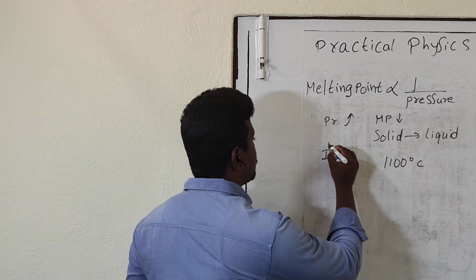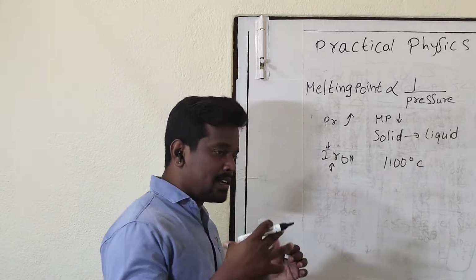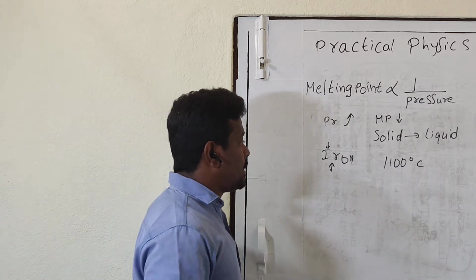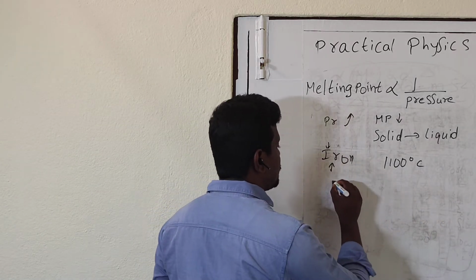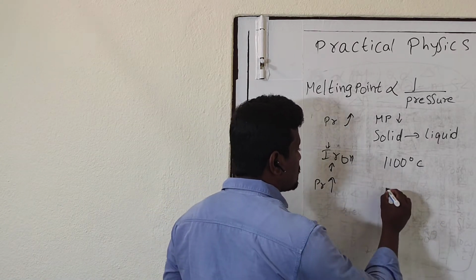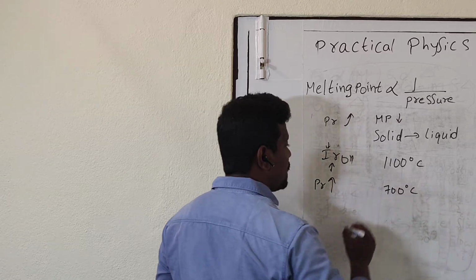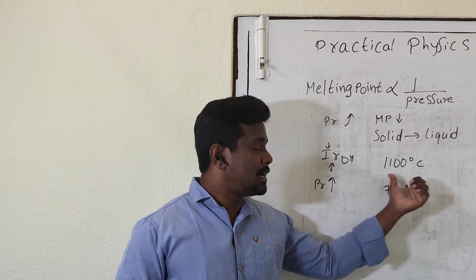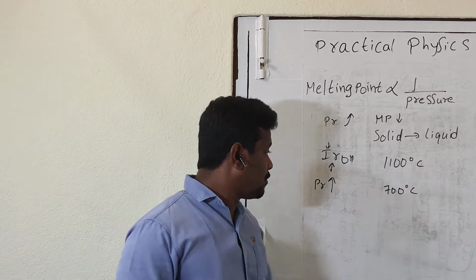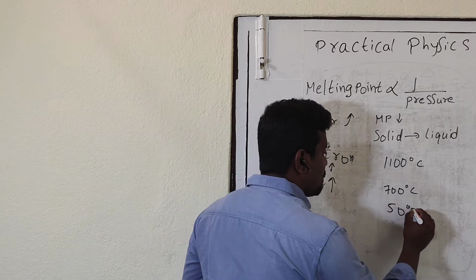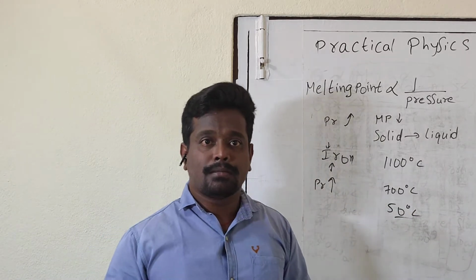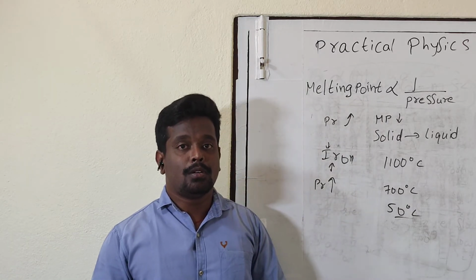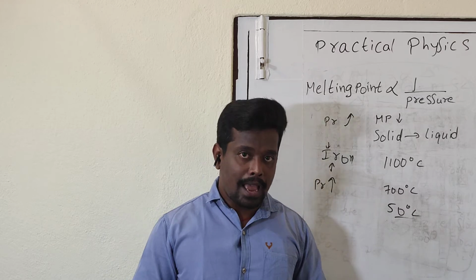If we increase a huge pressure on the iron, then what happens? It shall melt at a lower temperature. Even if you increase the pressure more and more, it can melt at 50 degrees as well, depending upon the pressure that is acting on it.